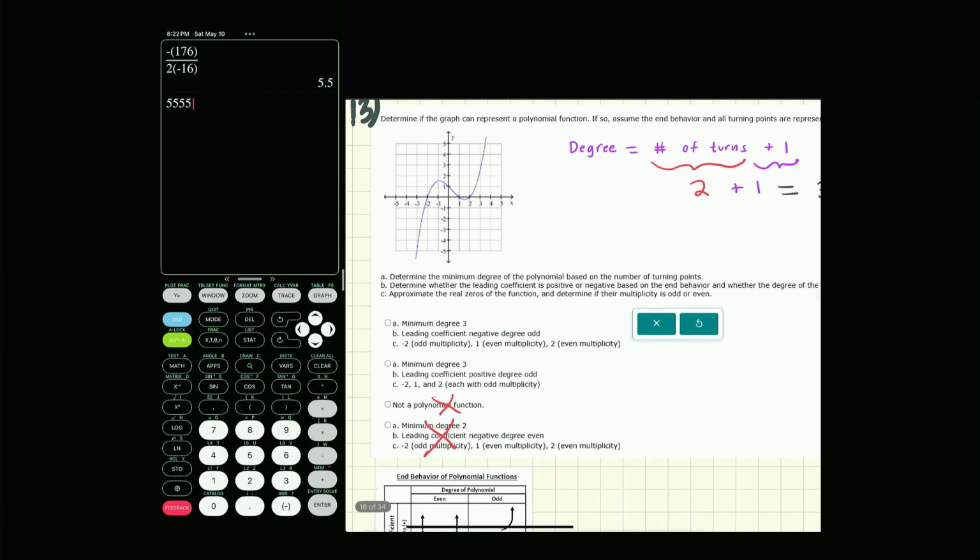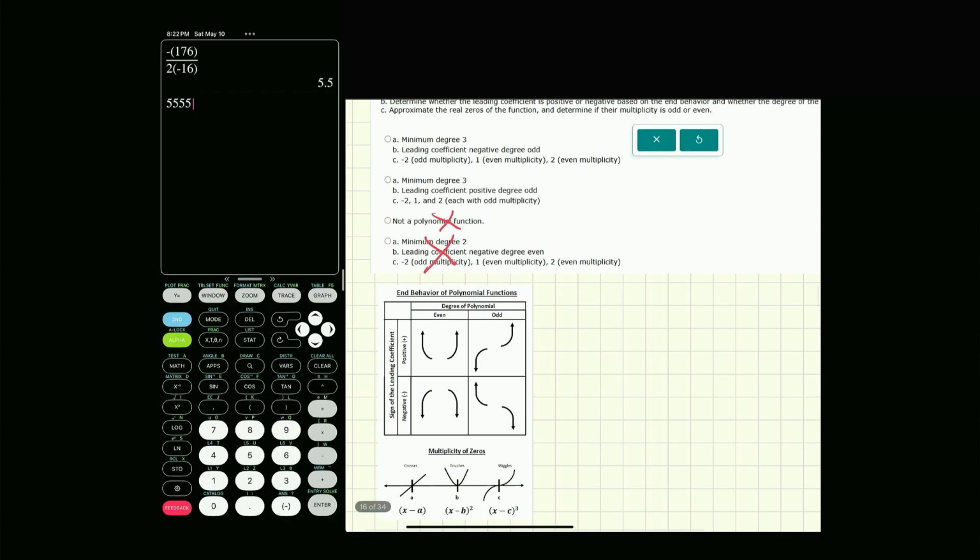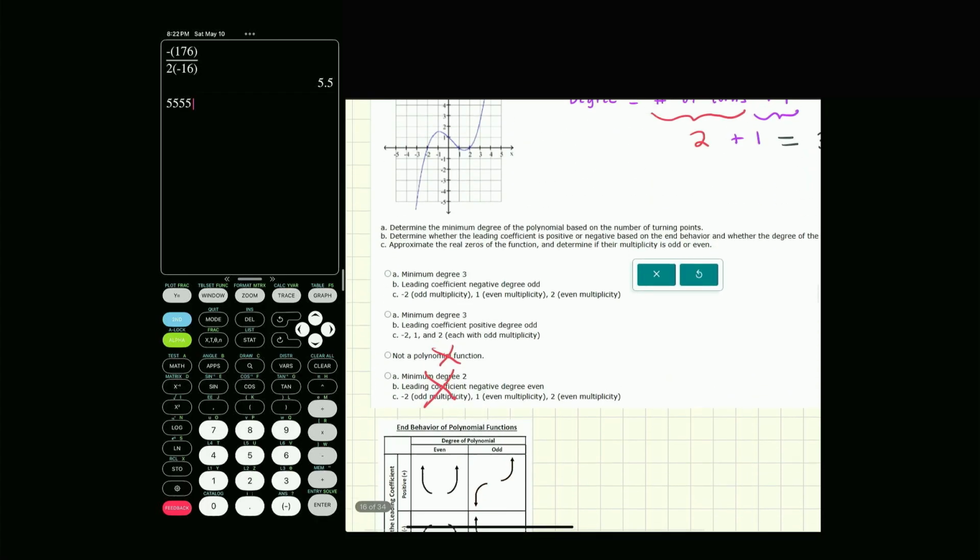So what does our graph look like again? Well, it goes down on the left, up on the right. Which one of these does that match the most? Looks like this one. Down on the left, up on the right. So this is an odd degree polynomial with a positive leading coefficient. Okay, odd degree, positive leading coefficient, because our graph goes down on the left and up on the right.